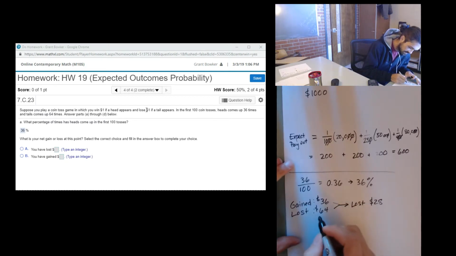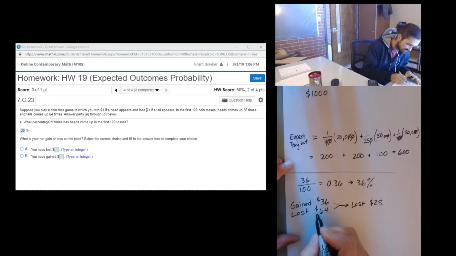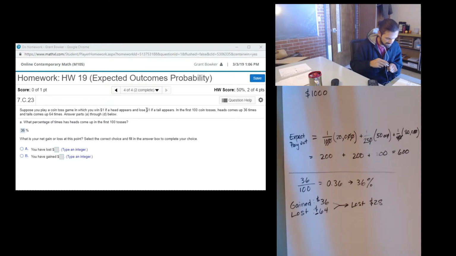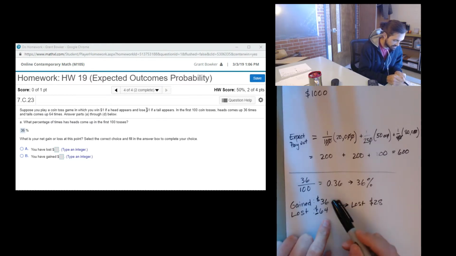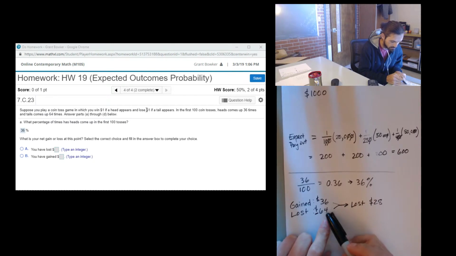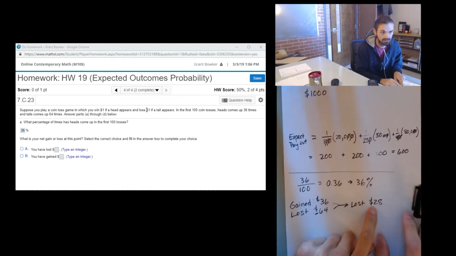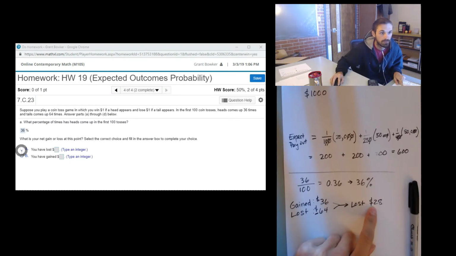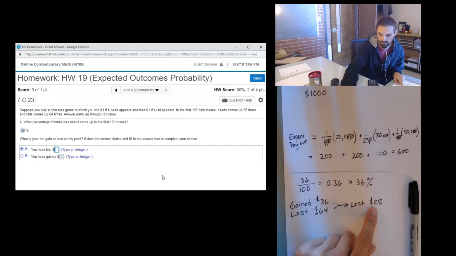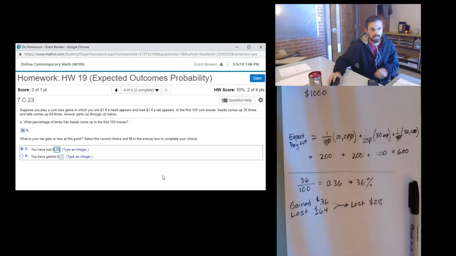You could also look at this as we lost, and this is going to be a bit of a double negative, but here's a better way to look at it. Think of these losses as a negative, and then add these two numbers. So 36 plus negative 64 would give you a negative 28. So that tells you you lost $28. So don't put in you lost negative 28. It's a double negative at that point. So you lost $28.